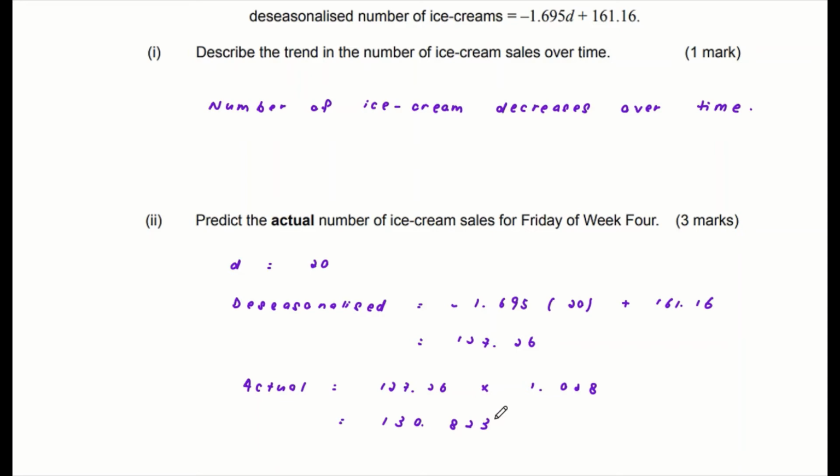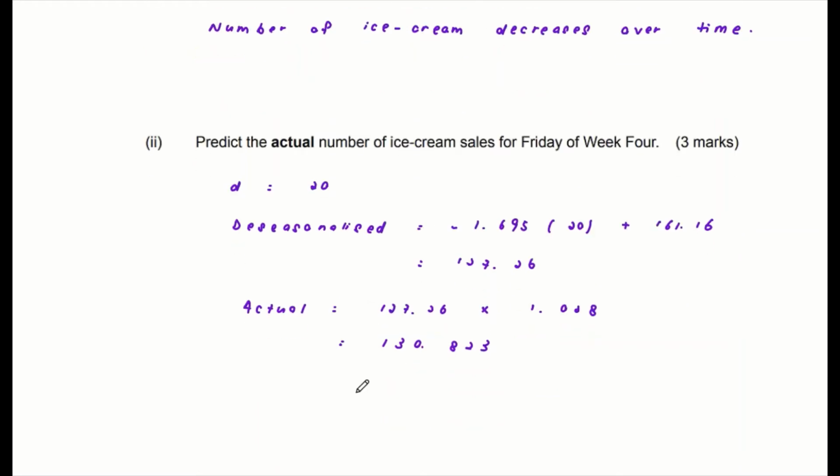Okay, then from here, we are talking about number of ice cream, so you know that your answer is supposed to be a round whole number. So in this case, either you try to round it off to 131 or you write 130, that's fine as well. So both are accepted in this marking scheme. Okay, so that's this question for time series data. So I hope that you can get the idea of it.